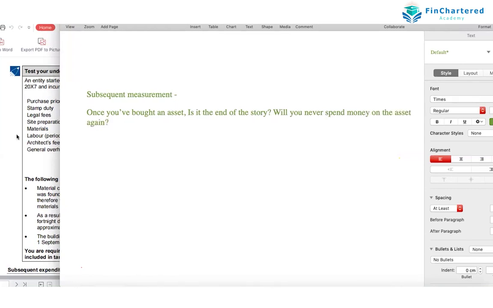Tell me one thing. Once you buy a building, is it the end of the story? You will never construct another floor, you will never construct another room. Never. You will spend. That's right, Sarah and Satakshi. Once you buy something, you will definitely make some modifications. Maybe you will spend money later also on that asset.